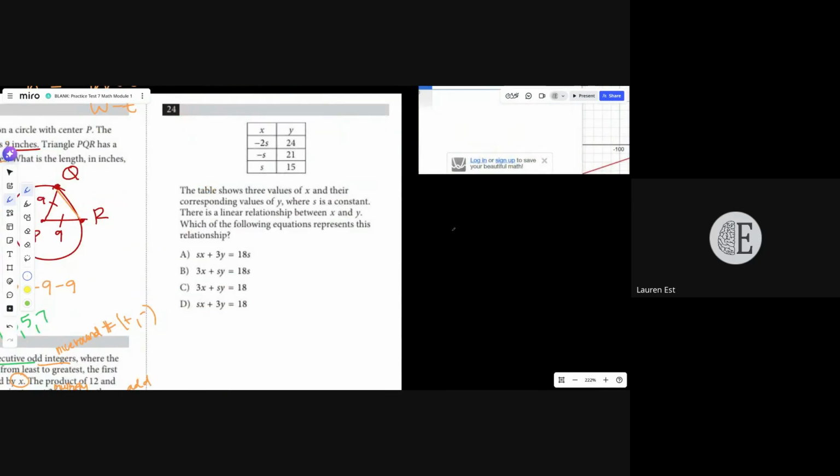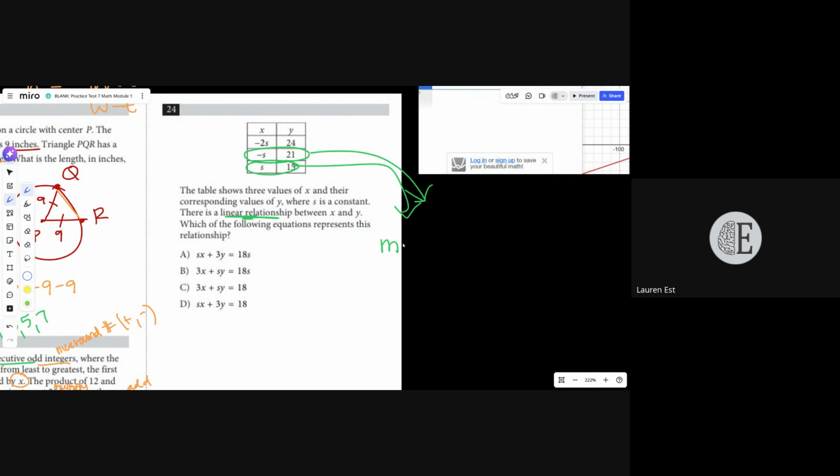Okay, great. 24. The table shows 3 values of x and their corresponding values of y, where s is a constant. Great. That's more than enough information to figure out the linear relationship that they're probably going to talk about. So I'm going to pick 2. With these constant questions, I tell my students, just pretend like you had numbers. How would you do this? I would jump for the slope first, right?